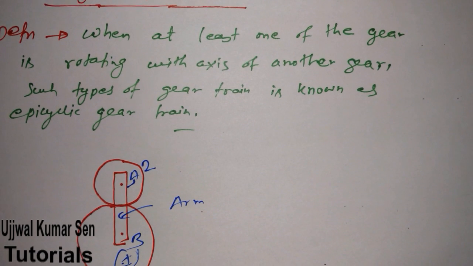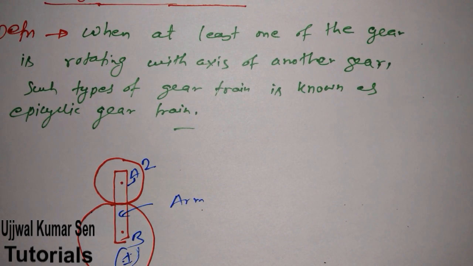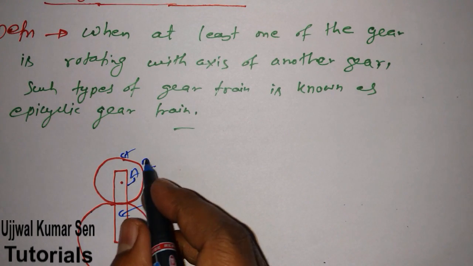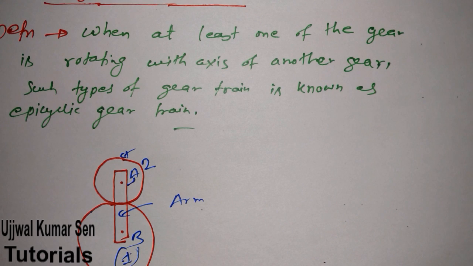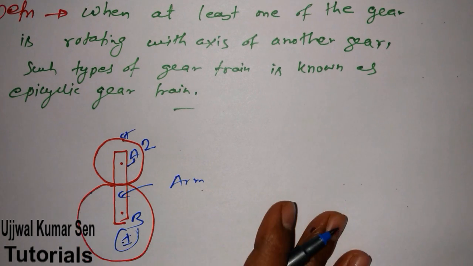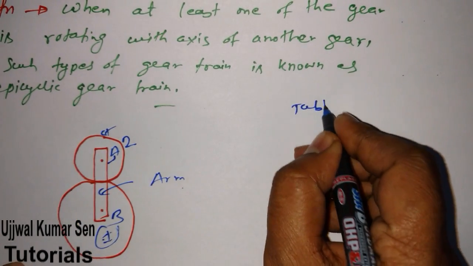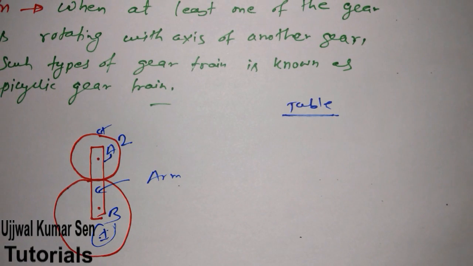Now the most important thing is how to find out speed. If they have given that the arm is fixed and gear 2 is moving at that speed, or maybe that gear 1 is moving at that speed, how can we find out the other speed? So there is a table. Once you are able to understand this table, your job is done.